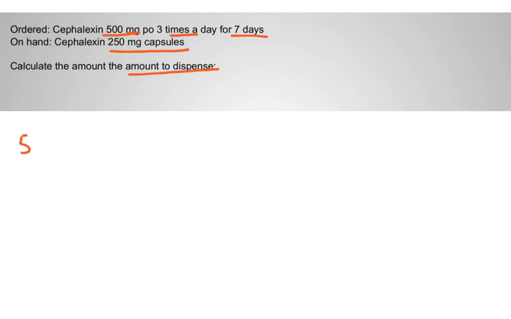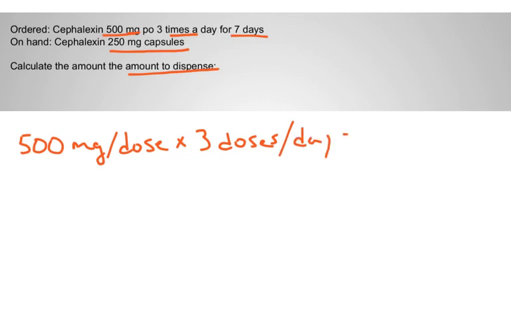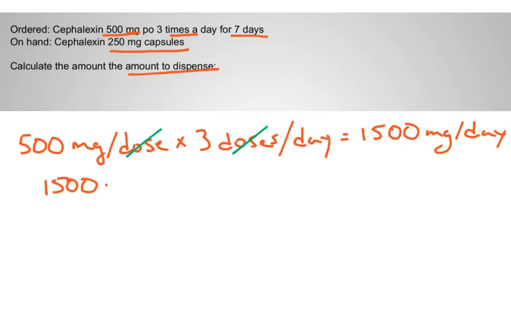Okay, so I have 500 milligrams per dose. And it says 3 times a day, so that's 3 doses per day. Okay, so I'm going to cancel my units, so dose goes away. So 500 times 3 should be 1500 milligrams per day. Now I'm going to use that number to find out how much medicine he needs for the full 7 days. So he's getting 1500 milligrams per day times 7 days.